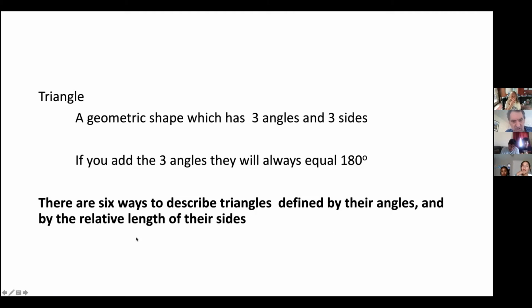Okay, so as we talked about yesterday, a triangle is a geometric shape which has 3 angles and 3 sides. If you add the 3 angles, whatever their measurements of a triangle, they're always going to equal 180. There are 6 ways to define a triangle based on their angles and on the relative length of their sides.